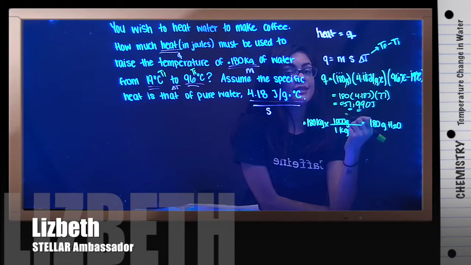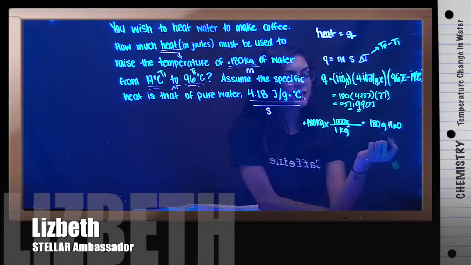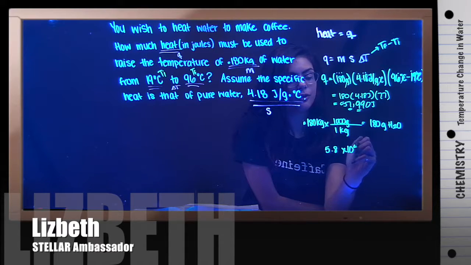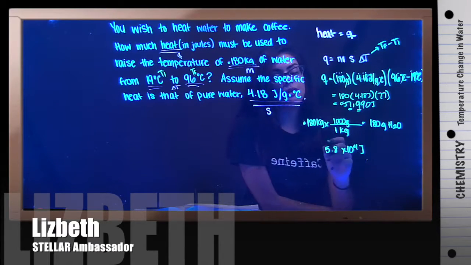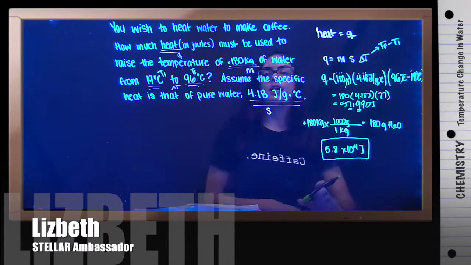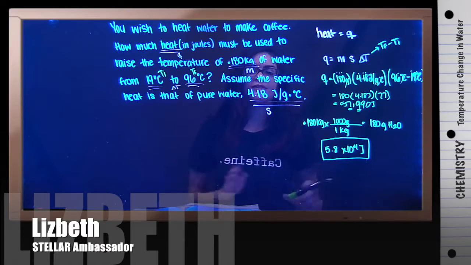So I'm going to put it in scientific notation just because it's a lot easier to notice your sig figs there. So my final answer would be 5.8, because that 9 is going to round that 7 up to an 8, times 10 to the 4th joules. So that's how much heat you need in order to heat up a cup of coffee, or heat up water to make a cup of coffee.